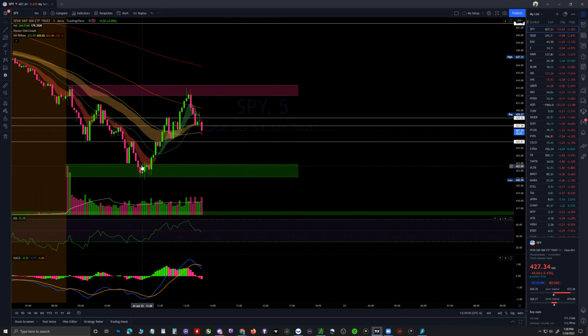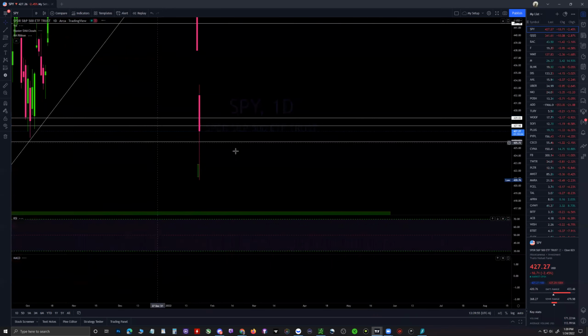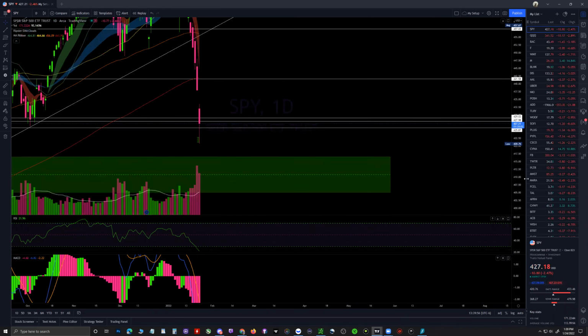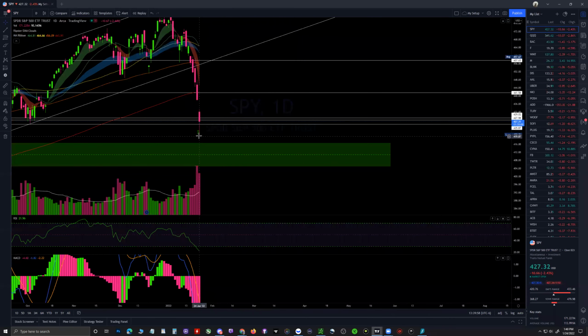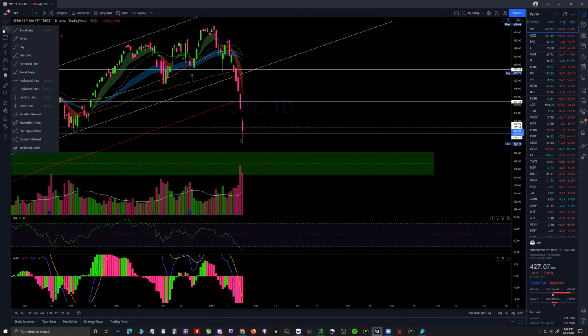This could very well be a dead cat bounce too. So if we look at it on the daily, look at the huge gap down on SPY. Look at this massive gap down. Let's actually draw this gap here.